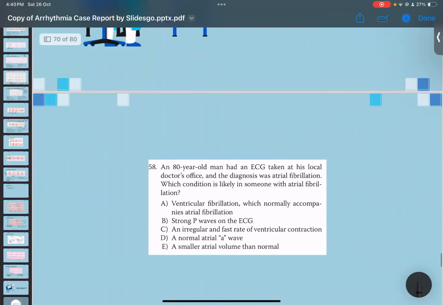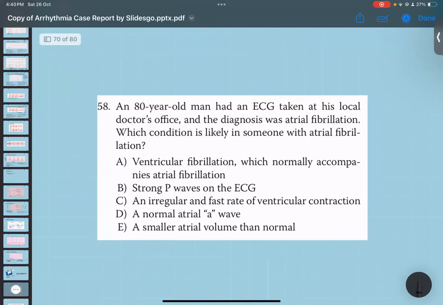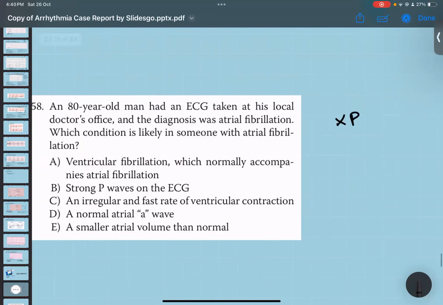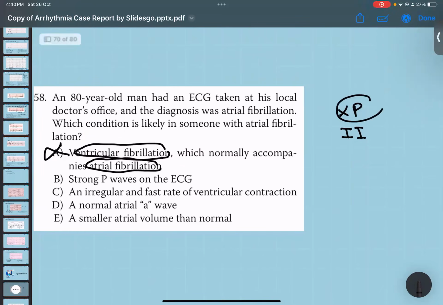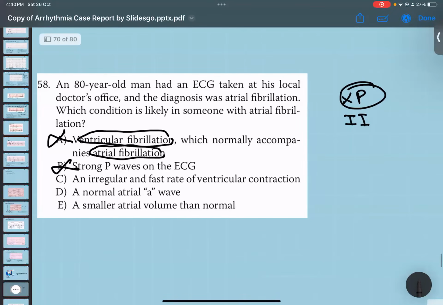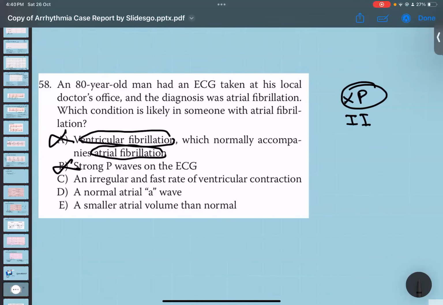Moving on to questions. An 80-year-old man had an ECG taken at his local doctor's office. Diagnosis was AFib. Which of the conditions is likely in someone with AFib? Like I said, in AFib you would have no P waves and an irregular rhythm. Ventricular fibrillation, which normally accompanies atrial fibrillation in most scenarios, could be isolated atrial fibrillation or isolated ventricular fibrillation. It's not always that ventricular fibrillation will happen with AFib, so this is out of the equation. Strong P waves on ECG, clearly, I just said you don't see P waves on ECG, so that's out of the equation. An irregular and fast rate of ventricular contraction.